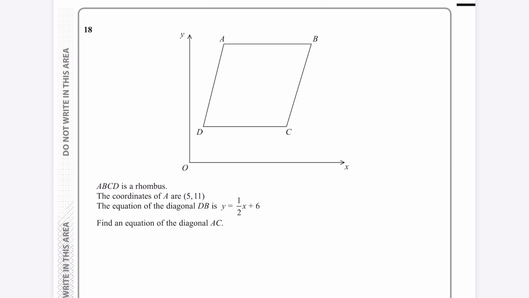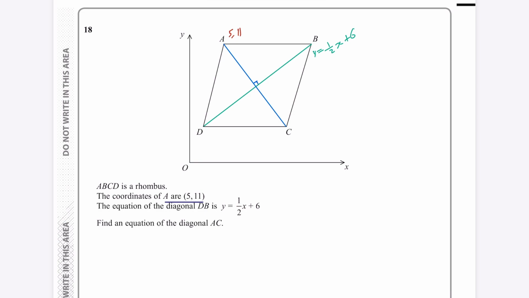So let's draw some stuff on. They've told us the coordinates of A are 5, 11, so let's draw that on. So 5, 11 are the coordinates here. The equation of the diagonal DB, so D to B we've been told is a diagonal, and the equation is y equals a half x plus 6, and then it's saying find an equation of the diagonal AC, so I'll just use a blue line for that. Okay, one thing you need to remember is they're both diagonals, DB and AC, that means they both cross each other at 90 degrees.